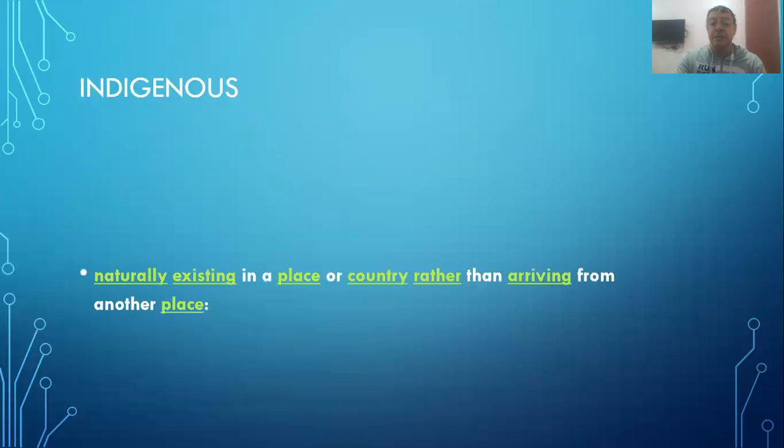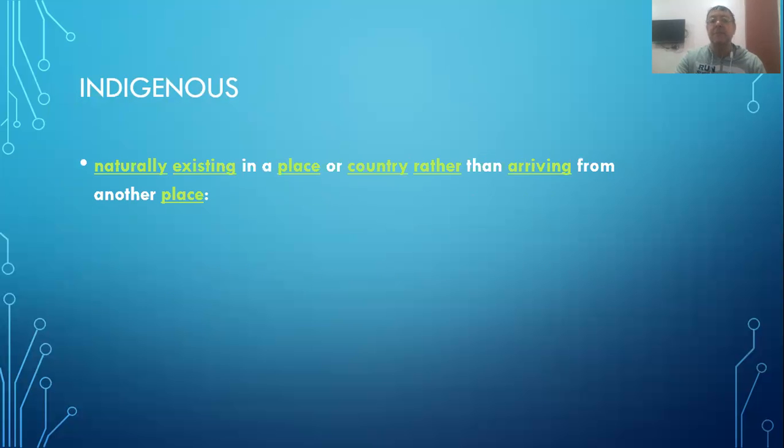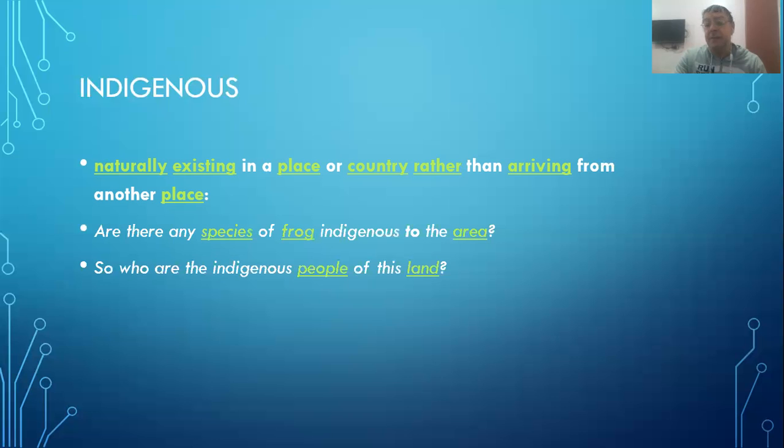Moving on, indigenous. Indigenous is an adjective and it means naturally existing in a place or country rather than arriving from another place. Example, are there any species of frog indigenous to this area? Indigenous meaning naturally occurring or existing in this particular geographical location. So, who are the indigenous people of this land? Yeah, so indigenous meaning naturally existing there in this country or in this area rather than arriving from outside. That is the meaning of indigenous. Okay? Yes, and it's an adjective.